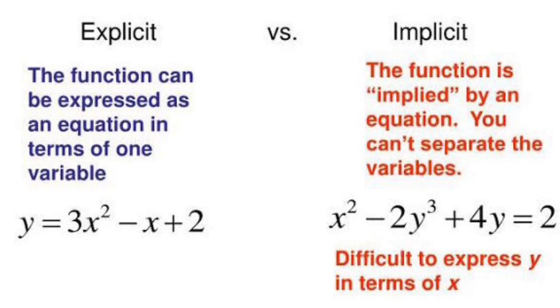a single variable. Till now we have taken an explicit function, means the function can be expressed as an equation in terms of one variable. For example, y is equal to 3x square minus x plus 2. Here you saw that y is written in a single variable, that is x. That is why it is an explicit function.